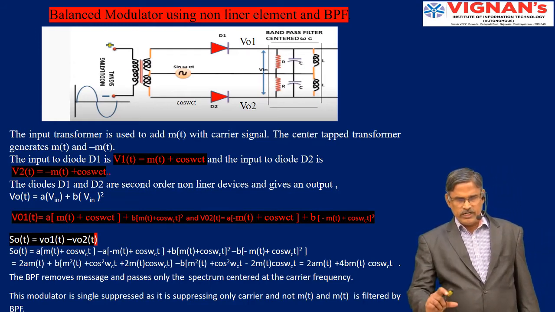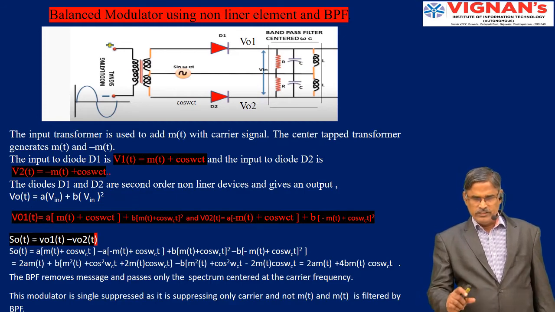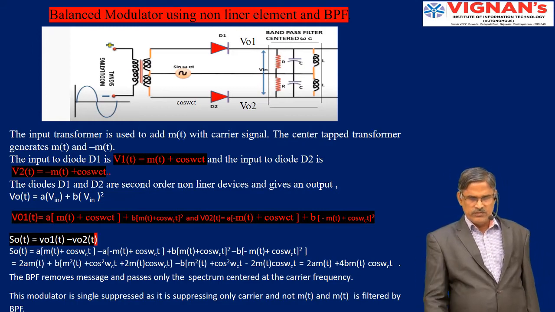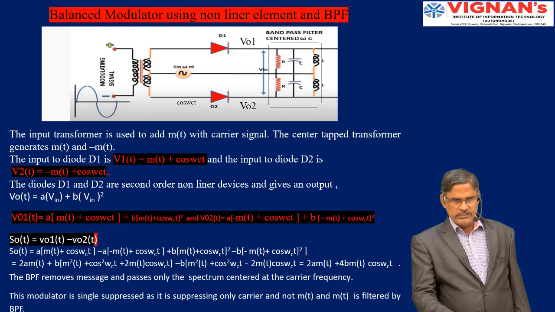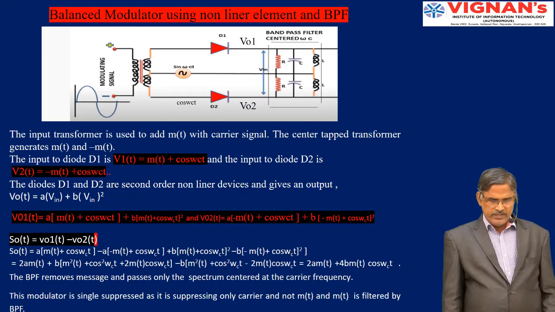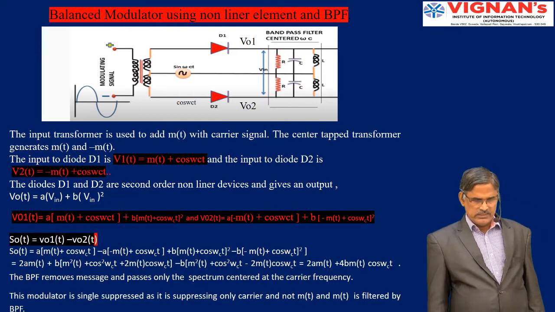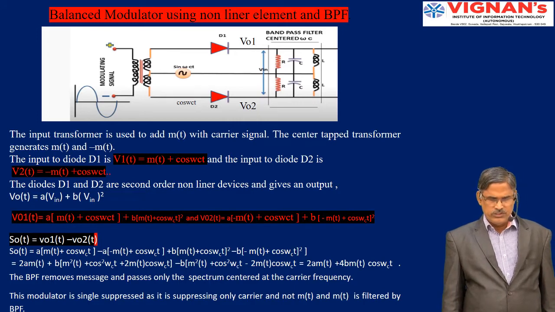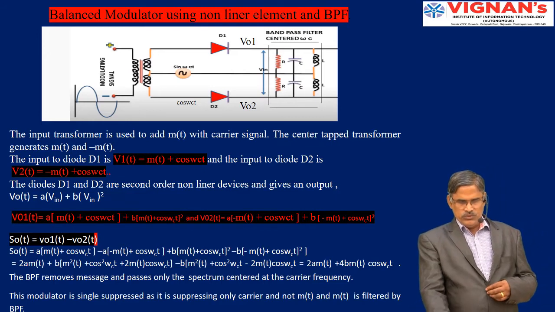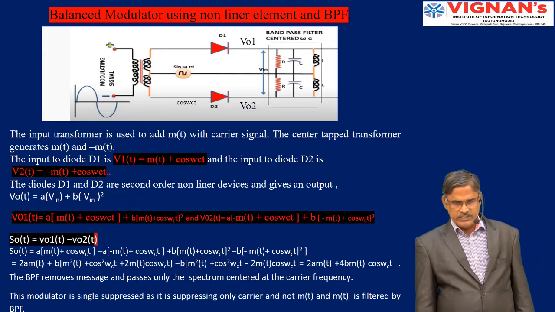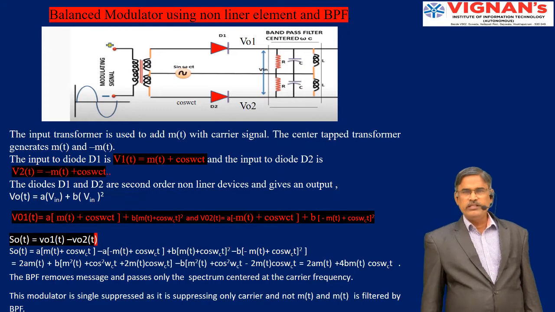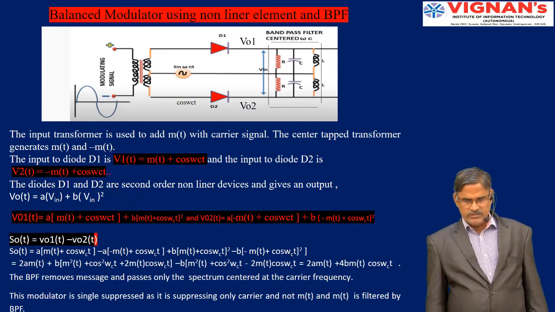Now, what is the total output? The voltage between the two points, at the cathodes of the diodes, is V01 minus V02. That is the voltage available at the output. If you expand the expressions, you get 2AMT plus 4BMT cos omega CT. That means message signal plus product signal. You need only the product signal, you don't need the low frequency message signal.